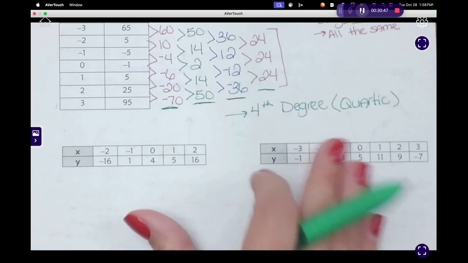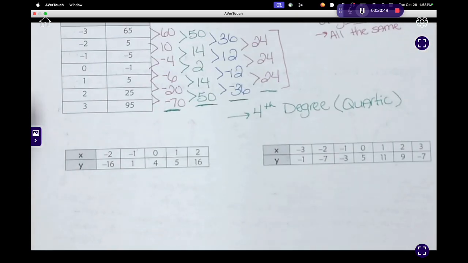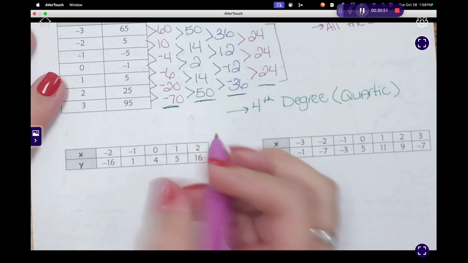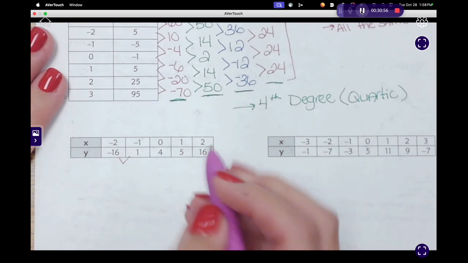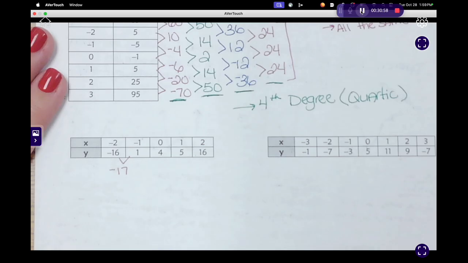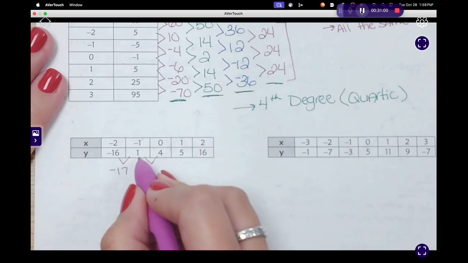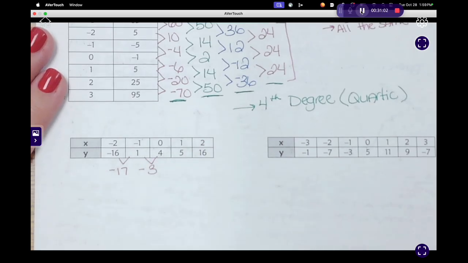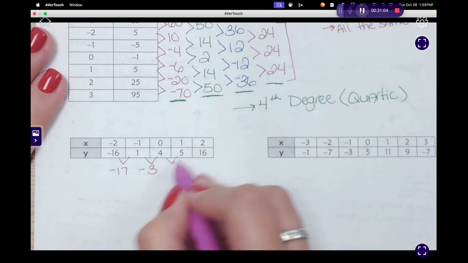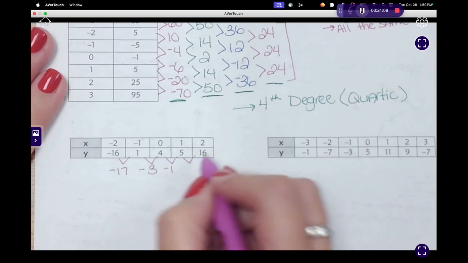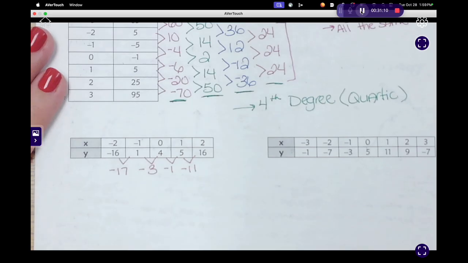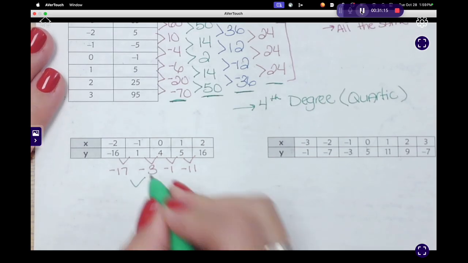Okay, so let's do one more of those just to make sure you understand it. So looking at this one, we're going to do the same concept. I'm going to start subtracting those y values. So negative 16 minus 1 is a negative 17. 1 minus 4 is negative 3. 4 minus 5 is negative 1. And 5 minus 16 is a negative 11. Obviously, those aren't the same. So now we're going to continue to subtract these.